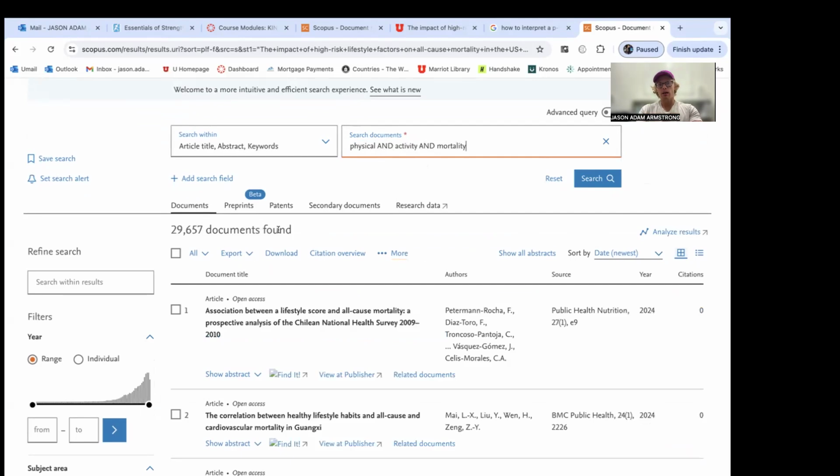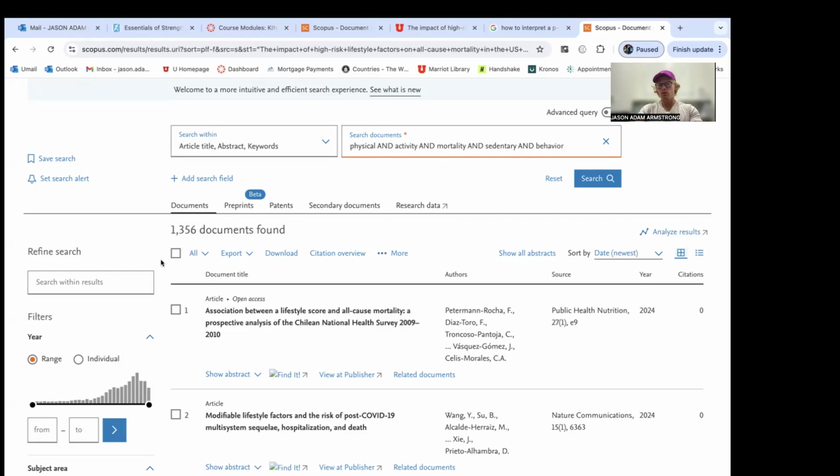And now you see I've got a lot of documents. So maybe I want to add "and sedentary behavior." Now let's see, now we're down to only 1,300 documents, right? We're getting better. Maybe I want to also look at "and smoking" because that's a big part of this article. Okay, now I'm down to 291.